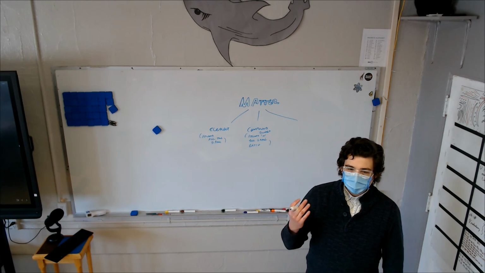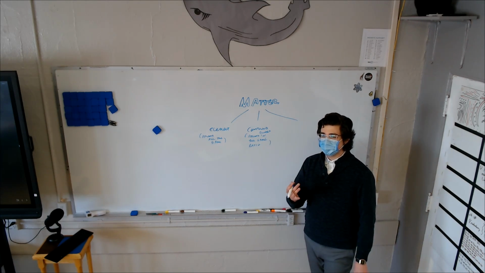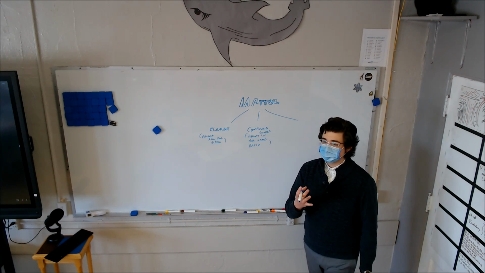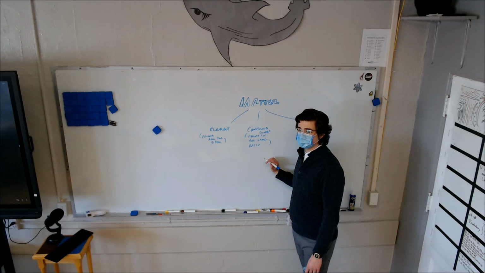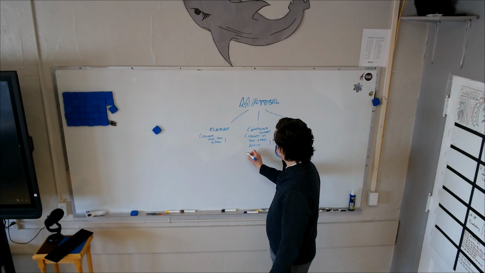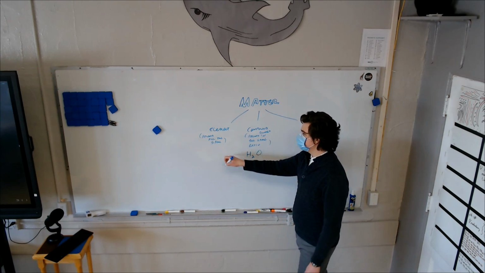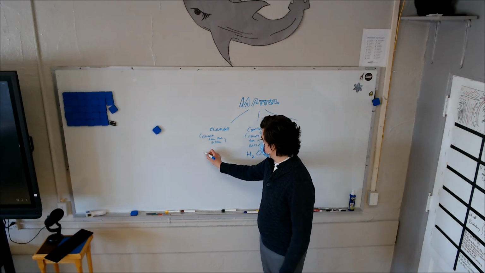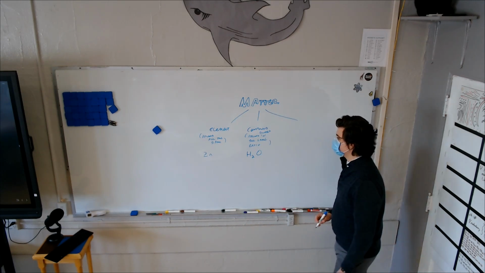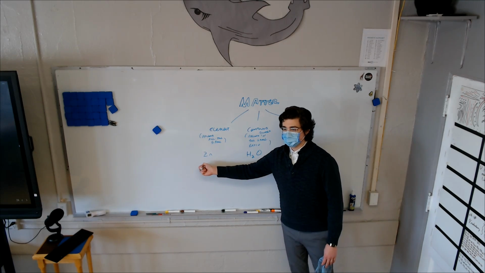Water. And something we can always say for a compound is its chemical formula. What's the chemical formula of water? You know it. H2O. Give me an example of an element. So we can have an example here. Zinc. Let's put zinc because I like that one.